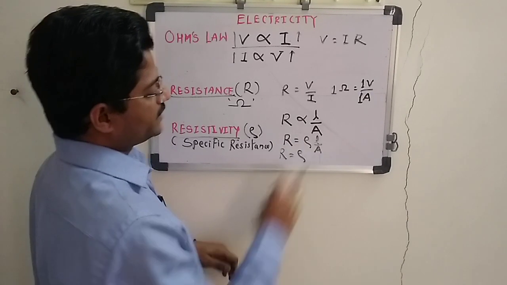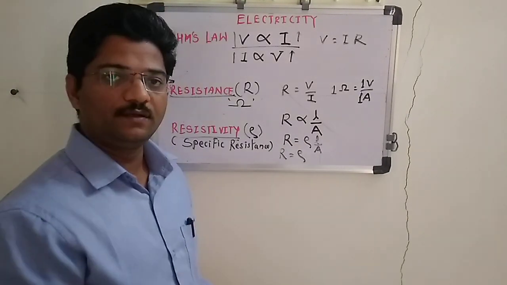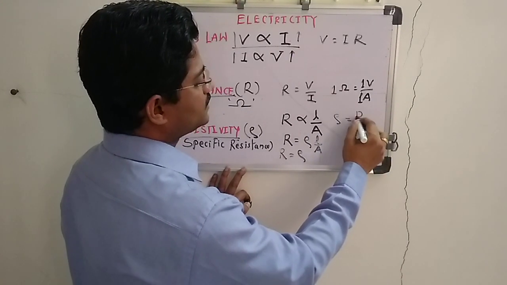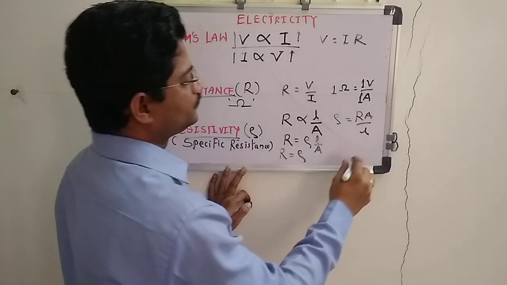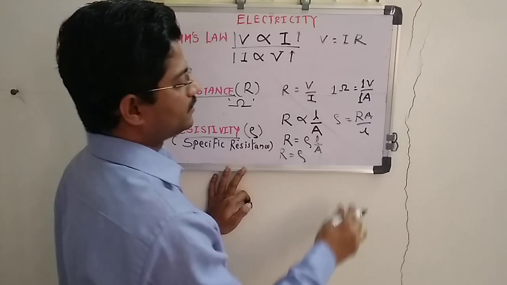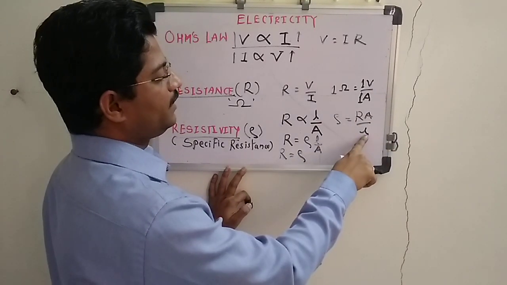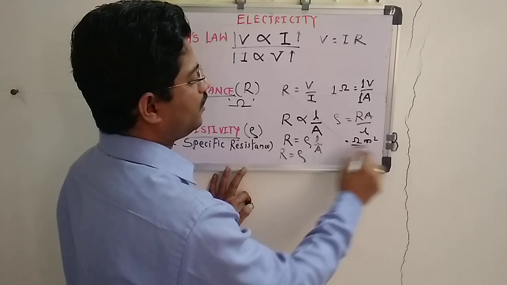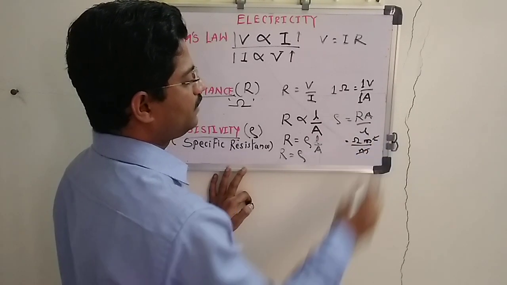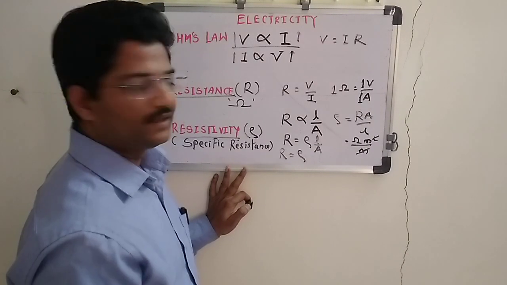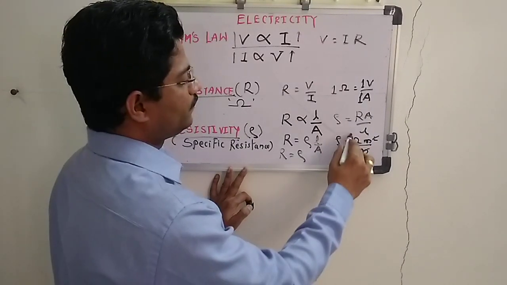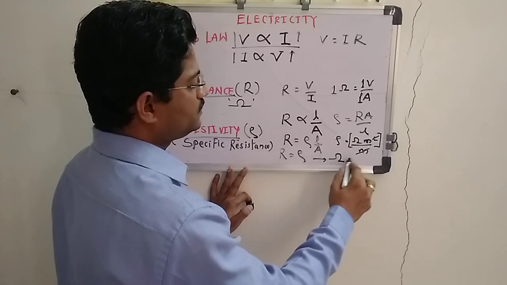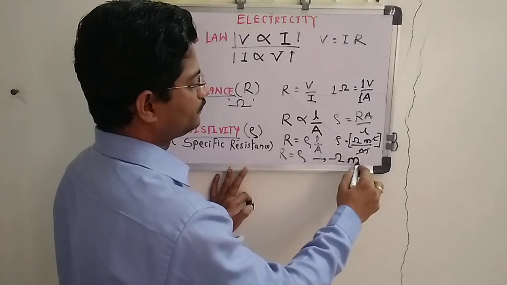From this expression we can derive the unit of resistivity. We can write rho as R A upon L. A is measured in meter square, R in ohm, L in meter. So it becomes ohm meter square upon meter. The meter and meter square cancel, so the unit of resistivity is ohm meter only. The unit of resistivity is ohm meter.